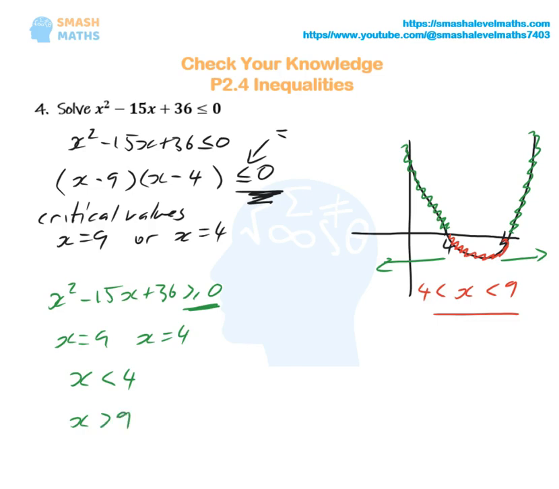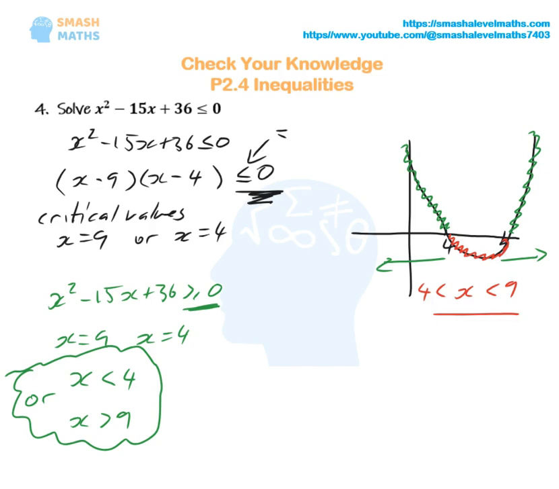You can see for this one, whereas the red is one region closed at either end, here I've got two completely separate regions. So I've got to describe it as two completely separate inequalities. My solution would be x is less than 4 or greater than 9. Now, that wasn't the solution to the question. We wanted the red bits, but I'm just illustrating the difference between the two.